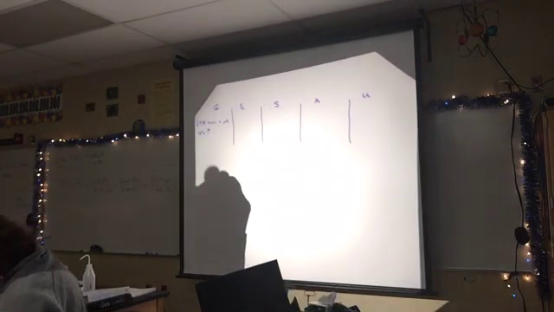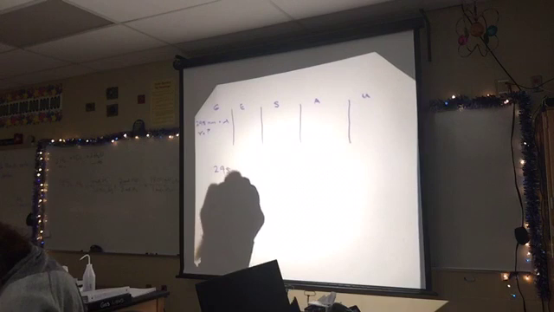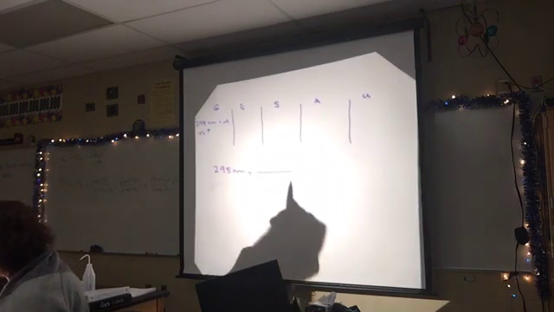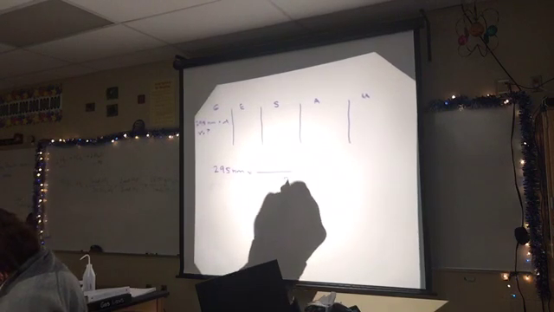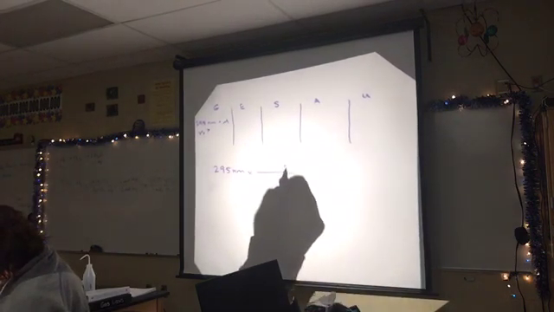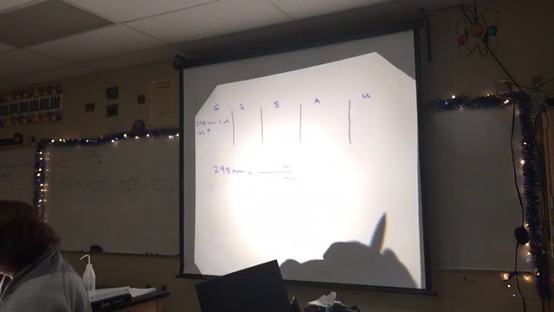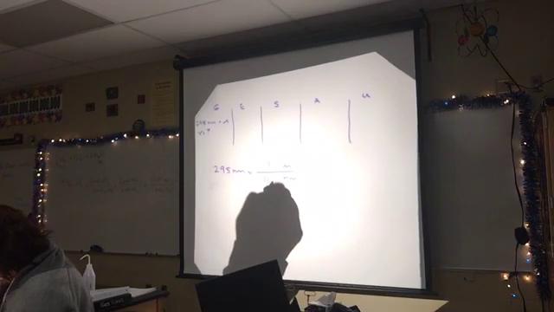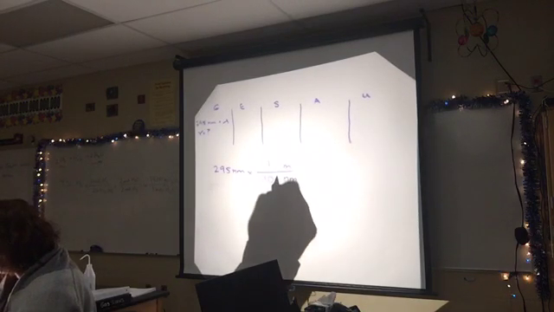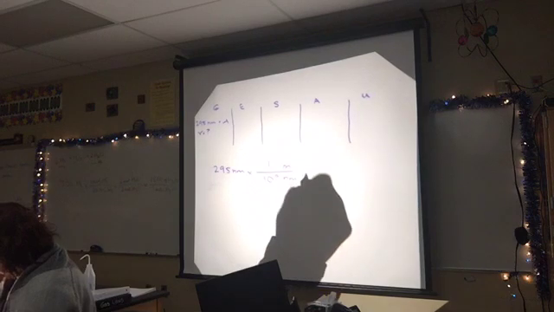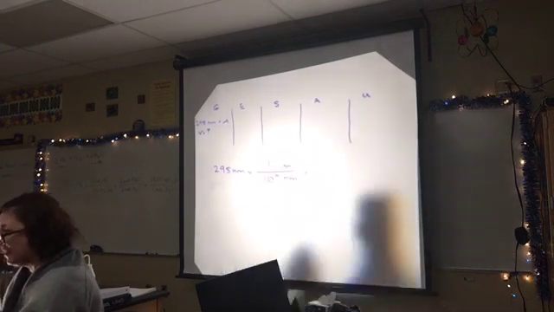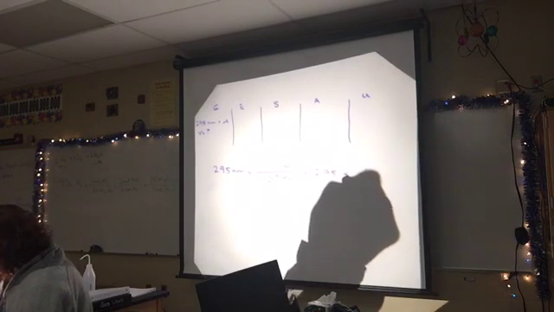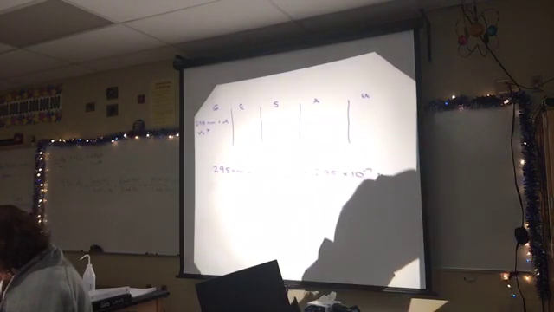Okay, so I need 295 nanometers. I multiply it by the equivalent factor. Nanometers goes at the bottom. What I'm looking for, meters goes at the top, correct? What's larger, meters or nanometers? Meters gets the 1, nano gets the 10, and it's 10 to the 9. Okay, there are 9 spaces between meters and nanometers, but the answer is 2.95 times 10 to the negative 7 meters.